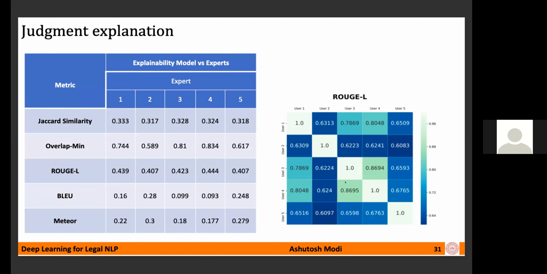And then we compare the Legel scores for machine explanation with the expert agreements, and note that the Legel score of 0.44 is quite far behind even the lowest Legel score of 0.61, between user 5 and user 2. So yeah, we have more analysis in the paper.